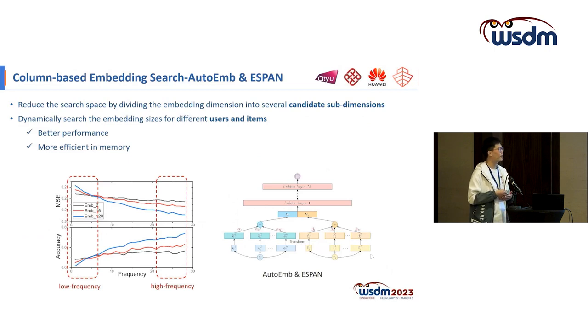It reduces the search space by dividing the original embedding dimension into several candidate sub-dimensions. The intuition behind that is that they believe they can search different embedding dimensions for different users or items. By doing this, assigning a larger embedding dimension for the high frequency user items can achieve a better performance. However, for the low frequency user items, using a smaller embedding dimension is enough because it can achieve a better result and is more efficient in memory.